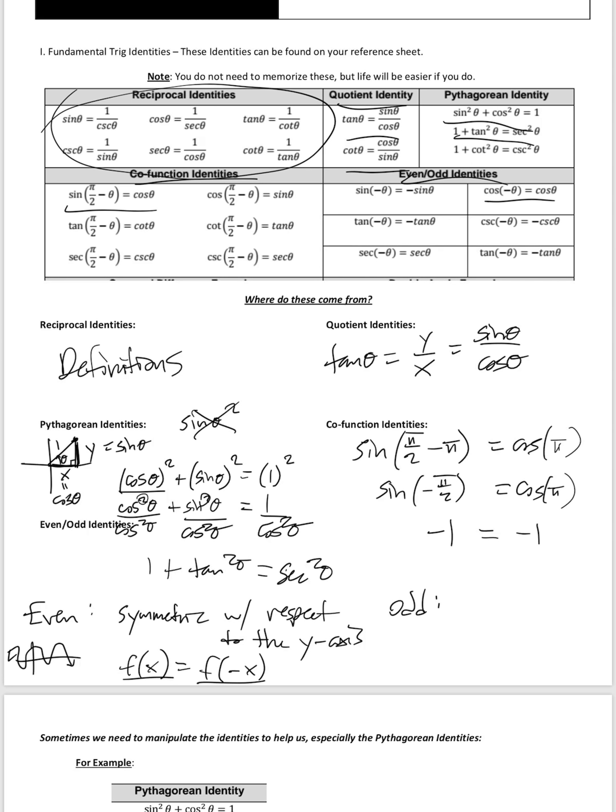Odd functions were a little different. Odd functions are symmetric with respect to the origin. Algebraically, that means negative f of x equals f of negative x. And if we look at the sine graph, it is symmetric with respect to the origin, and algebraically this works out too, which is where we're getting this. And so we could go on and on for the other trig functions. But basically, these are called even and odd identities because they stem from the fact that the trig functions are even or odd functions. Okay.